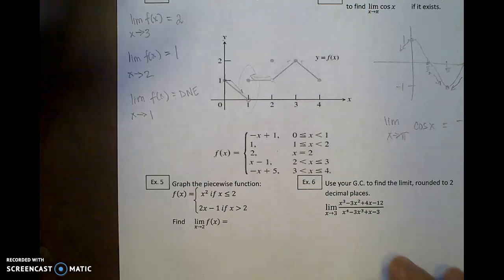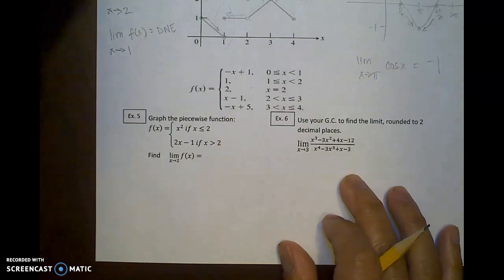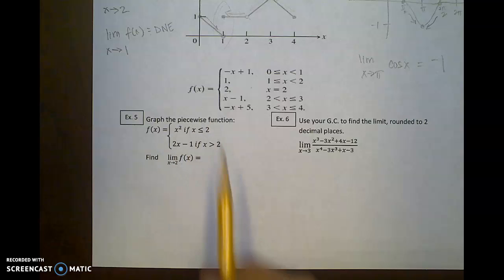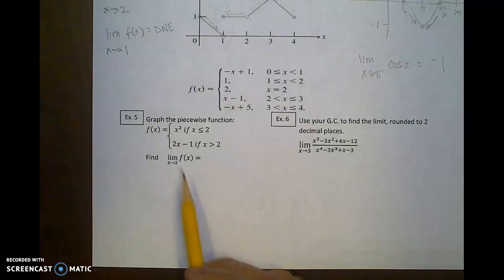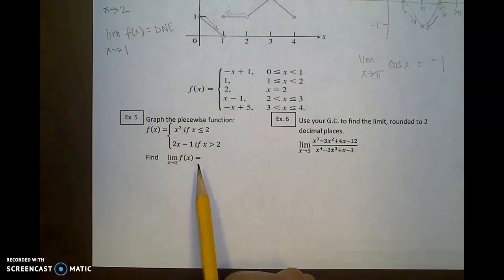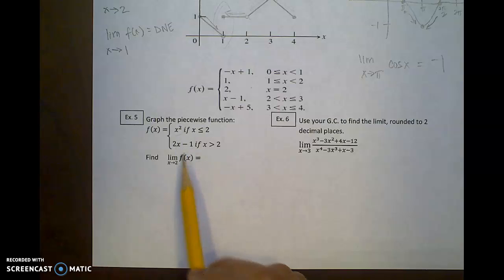Example number 5, we are given a piecewise function, and we want to find the limit as x approaches 2 of this particular function. So again, the first thing we want to do is to graph this function. So it's a piecewise, so there's going to be, again, two parts to this graph. One part is going to be x squared, which we know is a quadratic, which means the graph is going to be a parabola. And the other piece is 2x minus 1, which again we recognize as a linear function.